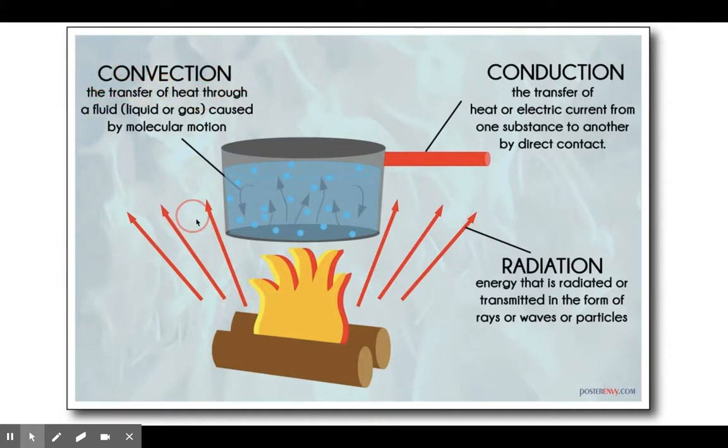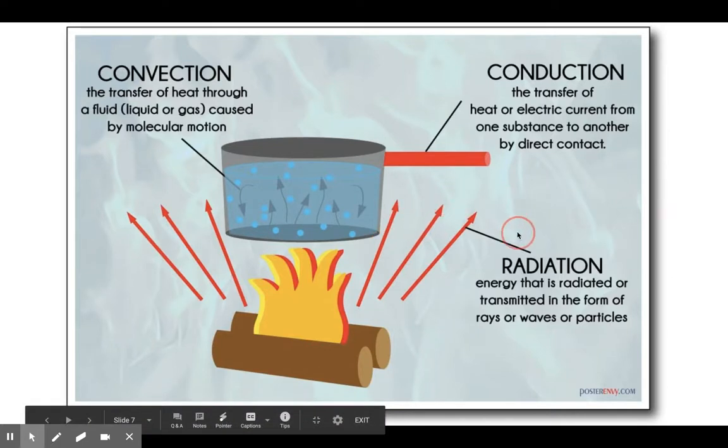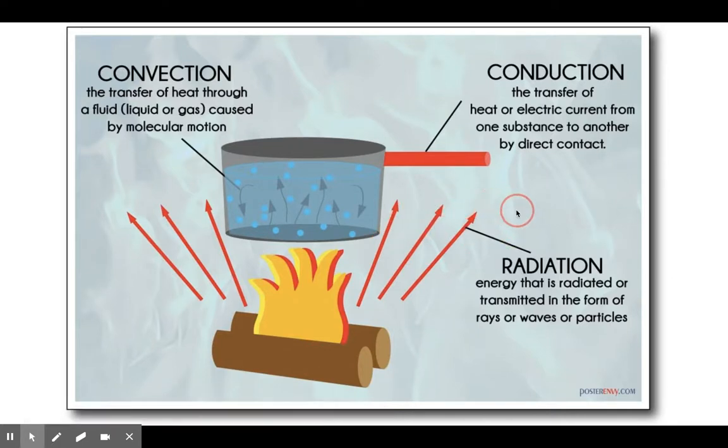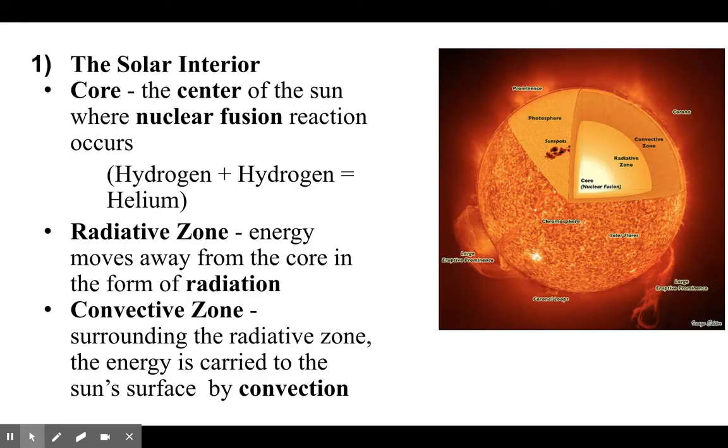And then we have radiation. The reason why you can hold your hand out near the fire and feel the heat is that heat is radiating away from the flame. So remember that the sun gives off electromagnetic radiation. That's pretty much how we feel heat here on Earth, by the radiation coming off of the sun.